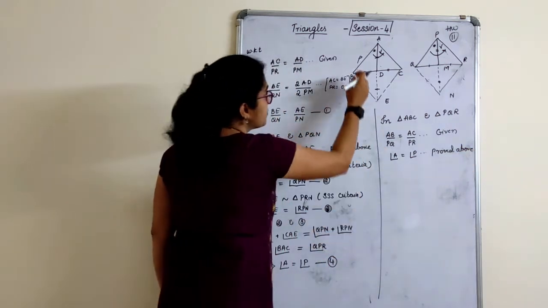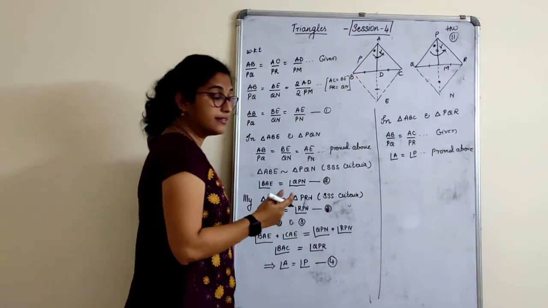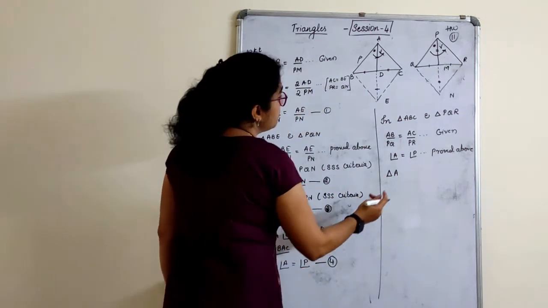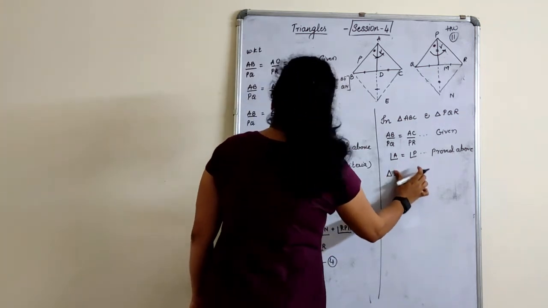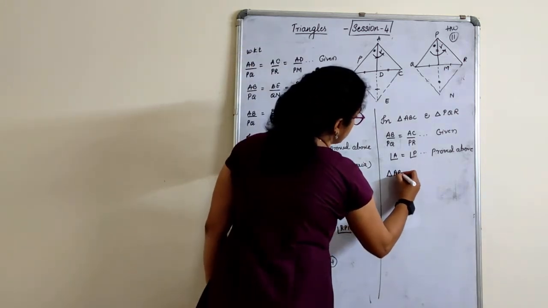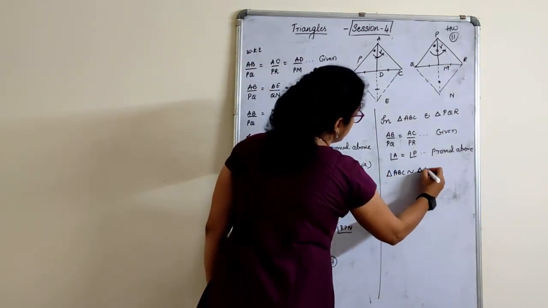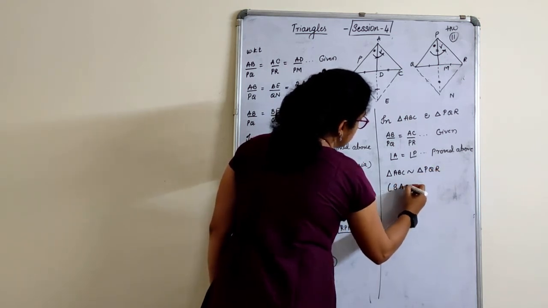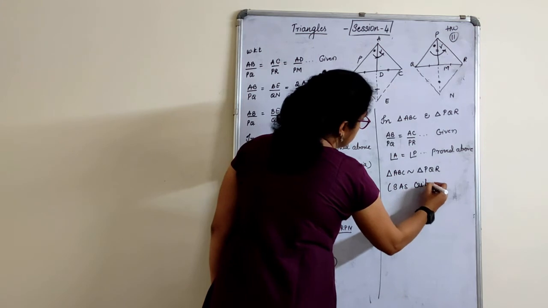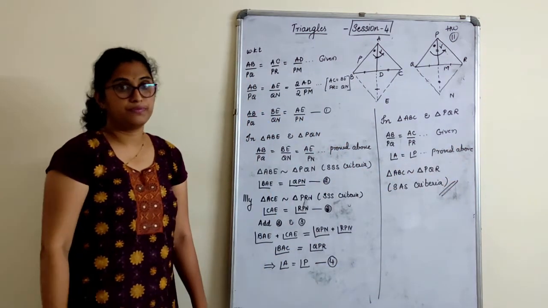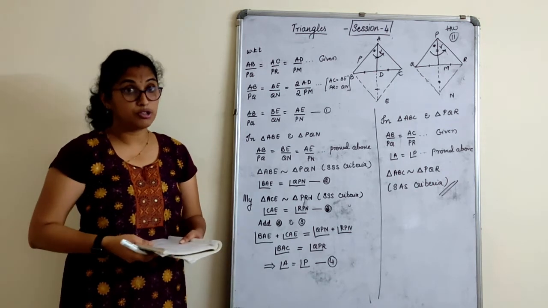Which criteria? Side angle side criteria, right? So triangle ABC only they have taken in the whole, yeah, ABC is similar to triangle PQR by SAS criteria, hence proved. Clear? This is how you solve it.